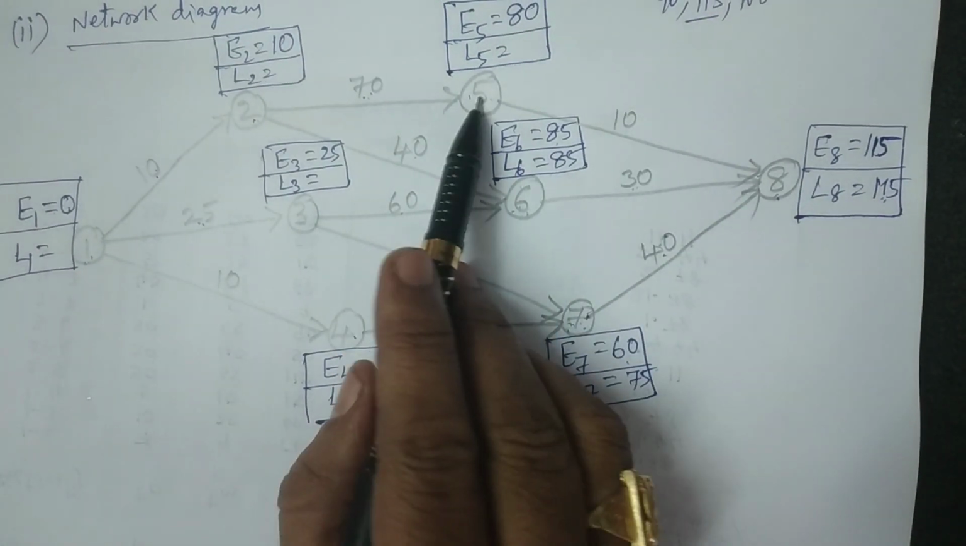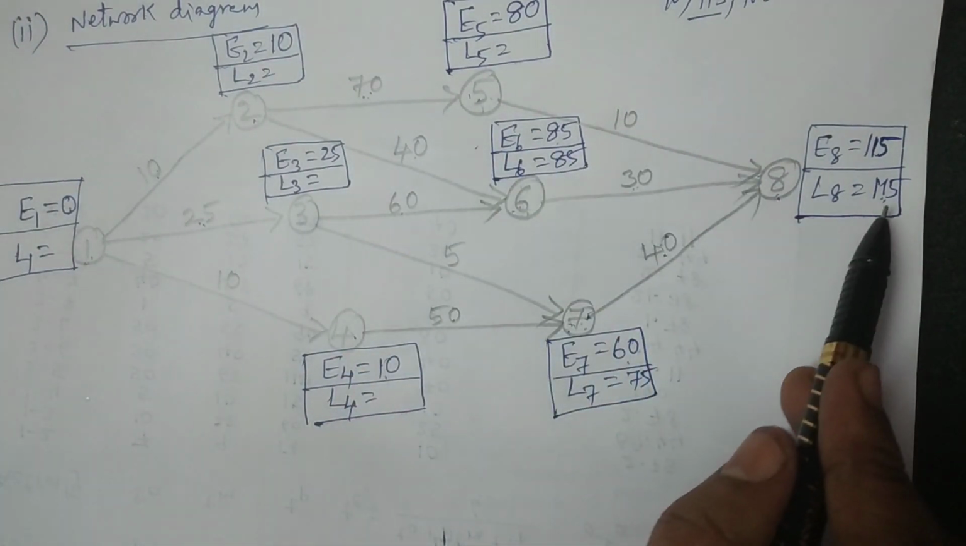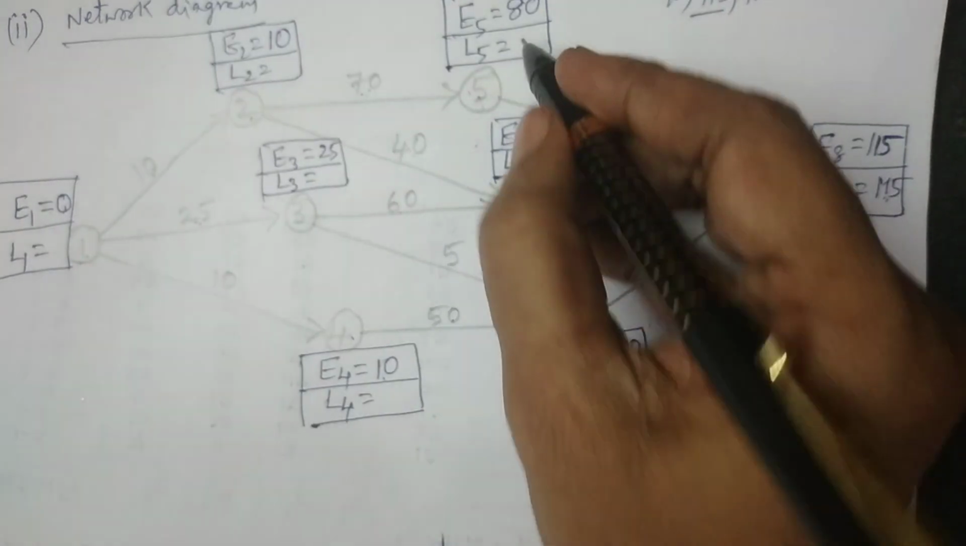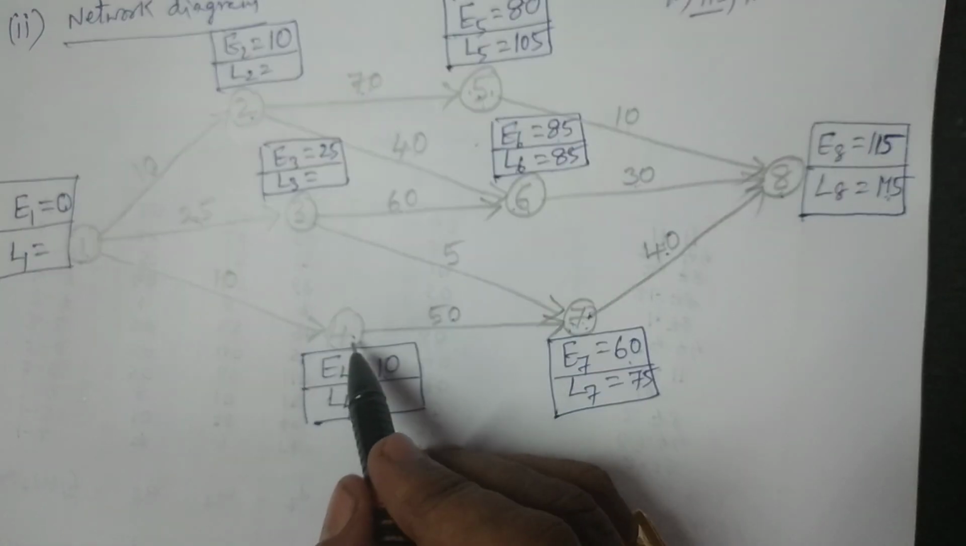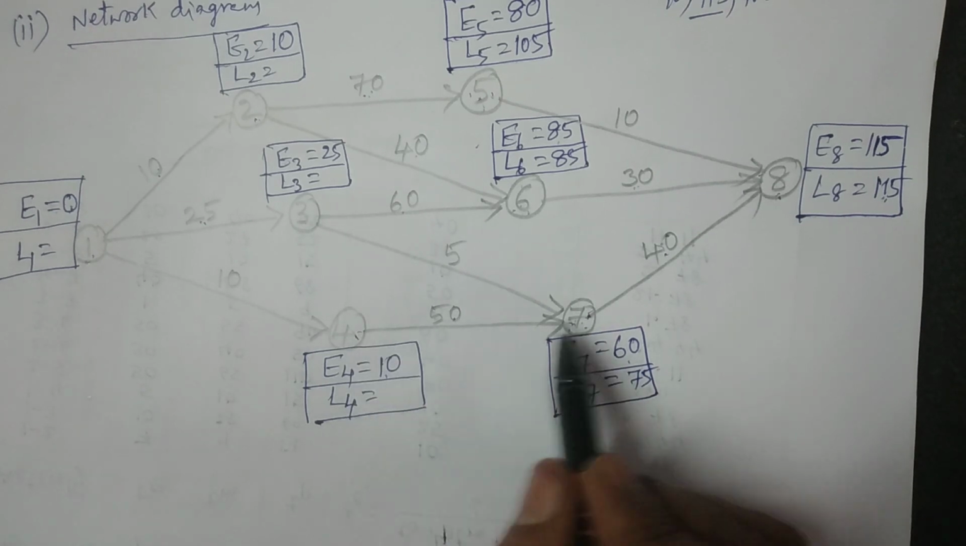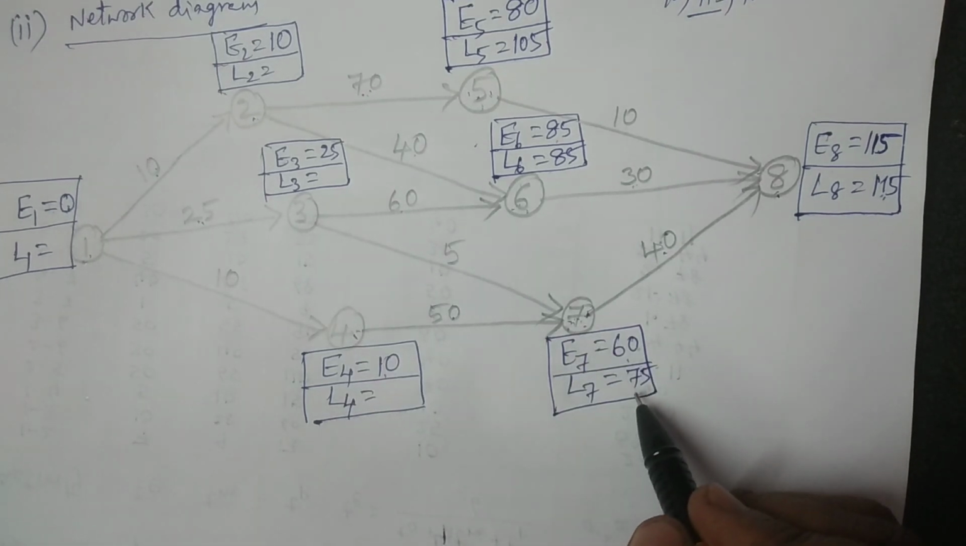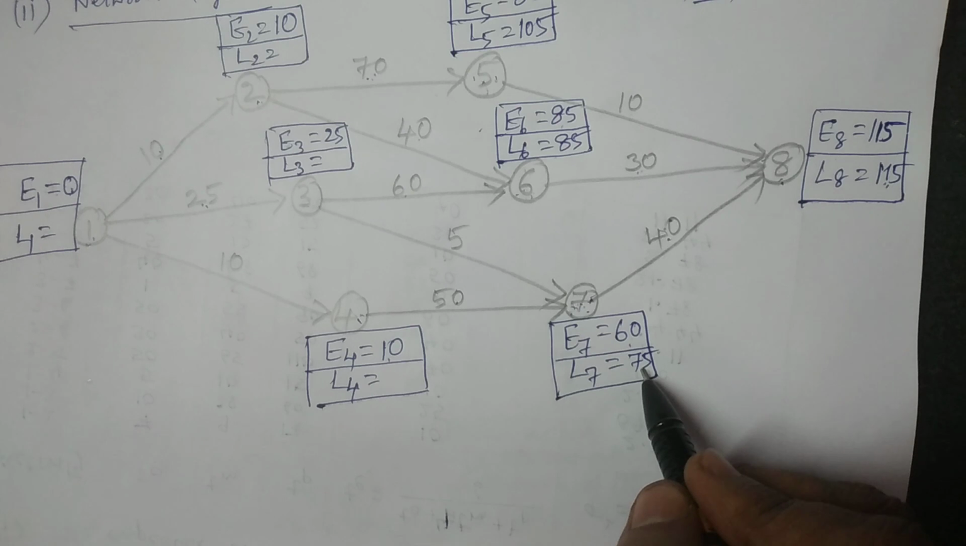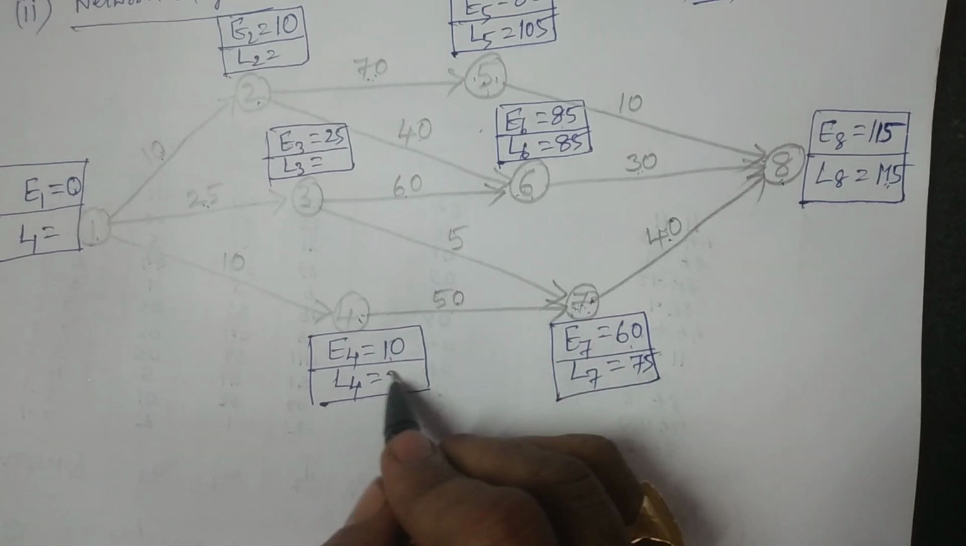Coming to the fifth one, only one connection, 5 to 8. Therefore 115 minus 10, it is 105. After the fifth node, you have to move to the fourth one. So 4 to 7, only one connection. Therefore L is 75 minus 50, it is 25.